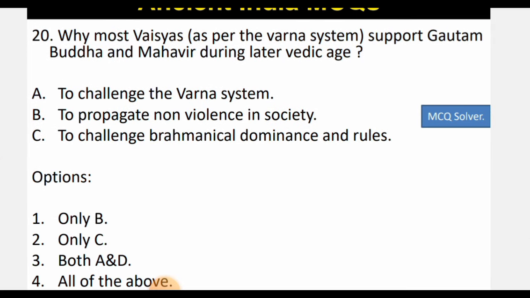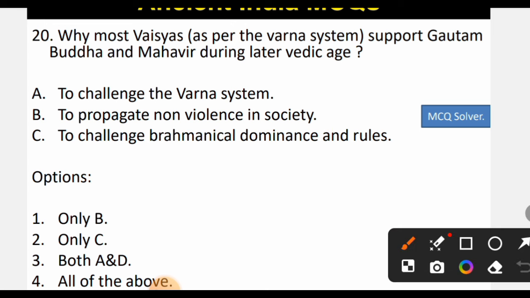Now let's come to question number 20. Why did most Vaisyas as per the Varna system support Gautam Buddha and Mahavir during the later Vedic age? As per the Varna system, the society was divided into Brahmin, Kshatriya, Vaisya and Sudra. Most of the Vaisyas used to support Gautam Buddha and Mahavira during the later Vedic age, and below are the reasons given. We have to find out which is correct. Statement A, they used to challenge the Varna system. Statement B, to propagate non-violence in society. Statement C, to challenge Brahmanical dominance and rules. Which of the following options are correct?